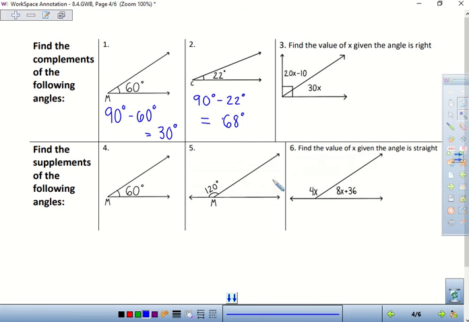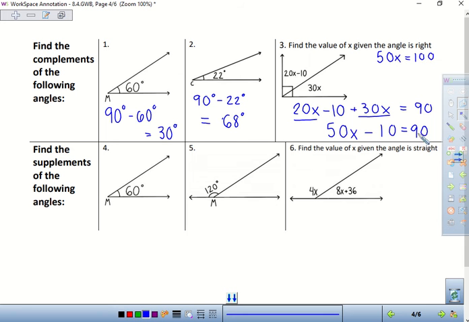Okay. So, find the value of x given the angle is right. So if the angle is right, these two angles should add up to what? Right angles have how many degrees? 90. So you should take both the angles, add them up and set them equal to 90, okay? Then we're just going to combine like terms. That's going to be 50x minus 10 is equal to 90. I'm just going to do the math up here so we have room. That's going to be 50x is equal to 100 because I added 10 to both sides.